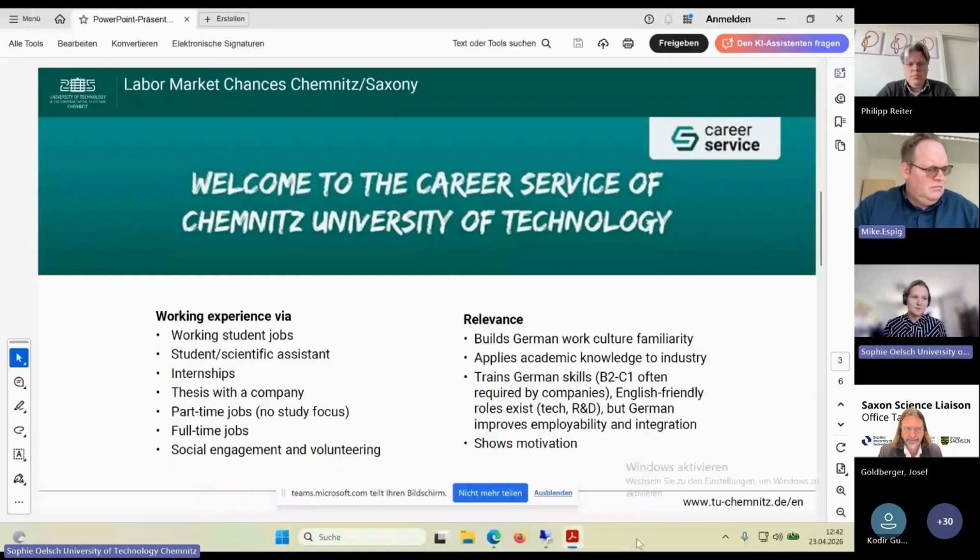Internships. I guess Professor Espig already told you about internships, which are integrated in the study cycle. Great opportunity to gain experience. And also write a thesis with a company. Wow, this is very attractive. Maybe think about this. But you can also gain work experience through part-time jobs, full-time jobs.